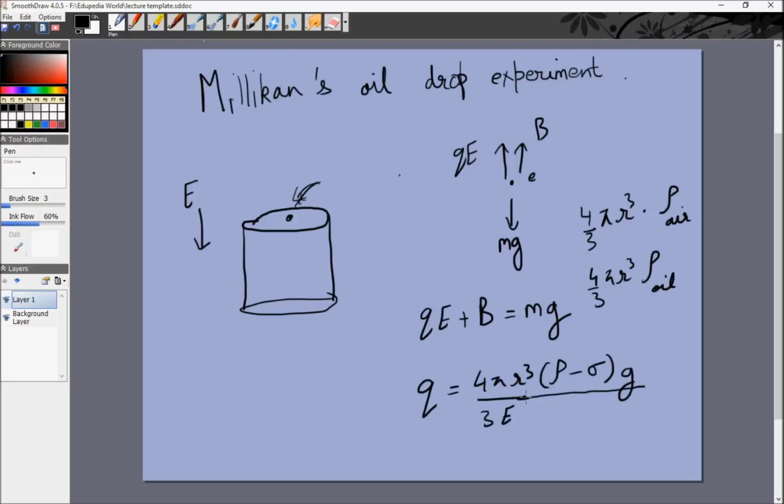Now this would be well and good, except it is very difficult to measure r. We can easily measure rho, sigma, g and E, but to measure the radius of an oil drop is quite difficult. So we had to do something different to specifically measure the radius of the same oil drops.